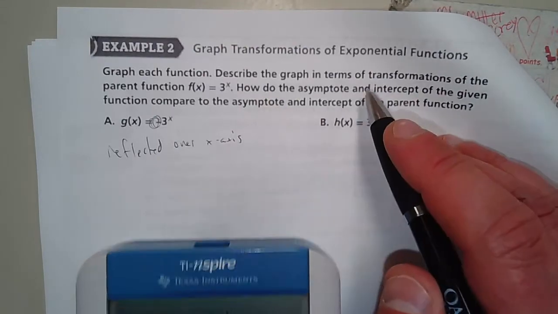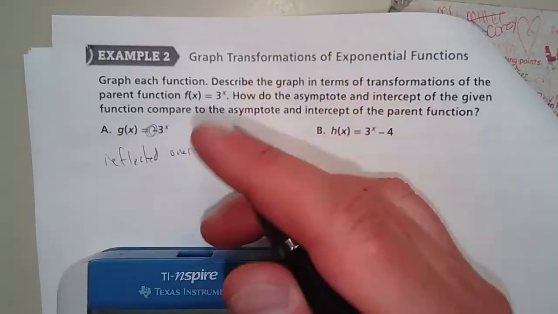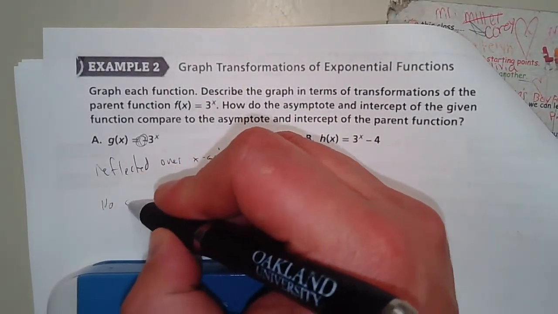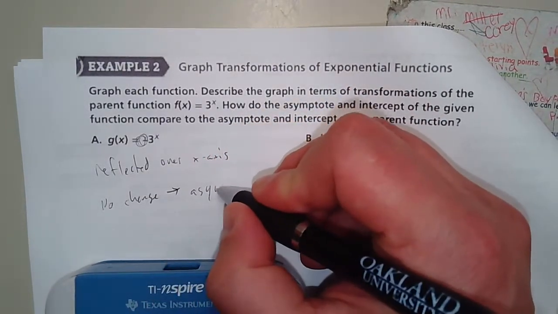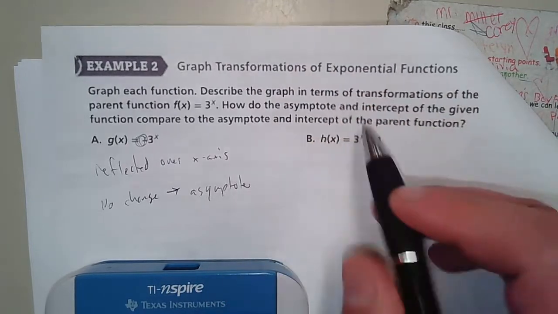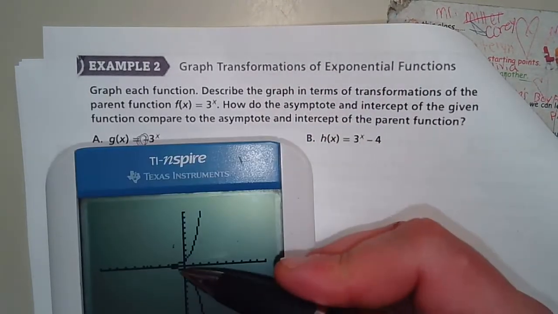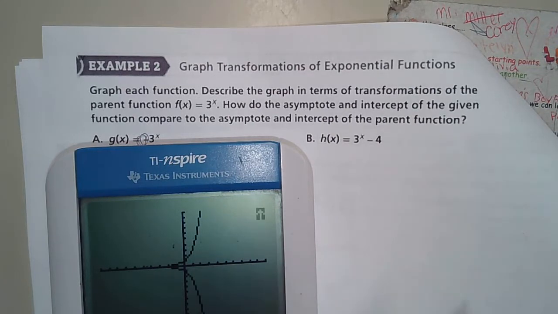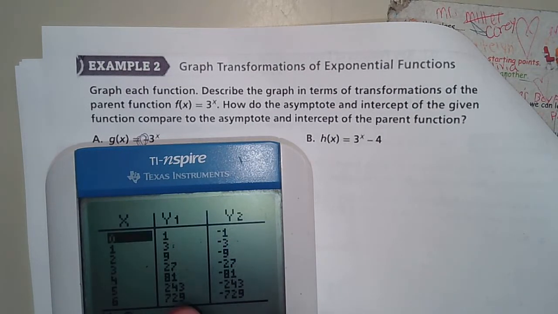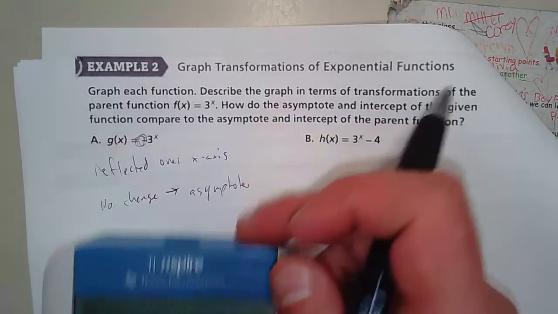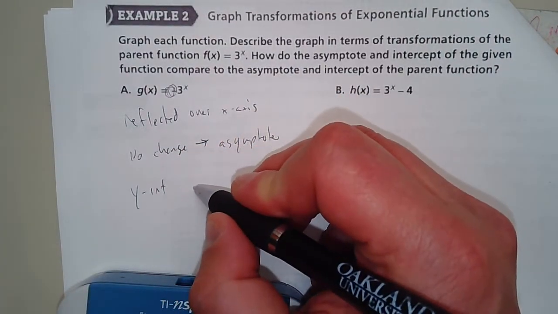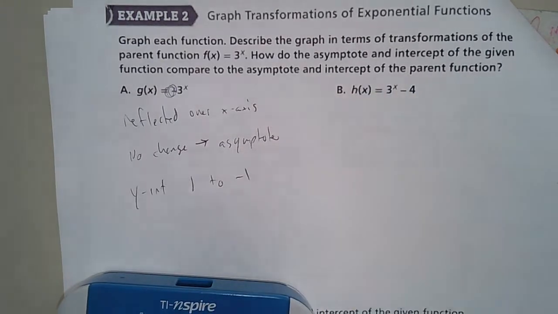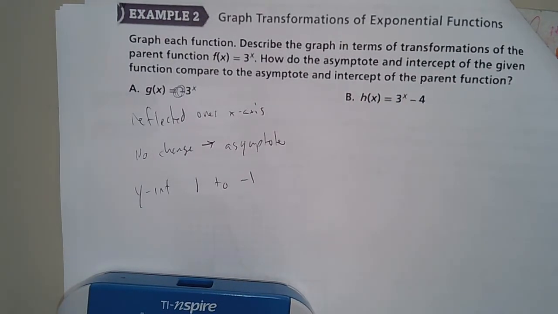How does that affect the asymptote? It actually doesn't. Still approaches 0. So no change to the asymptote. How does it change the intercept? It's going to make it the opposite. So this intercept was at, I believe, 1. Yeah, and then it flips down to -1. So for the y-intercept, we'll say it goes from 1 to -1. Okay, so that covers everything asked there.